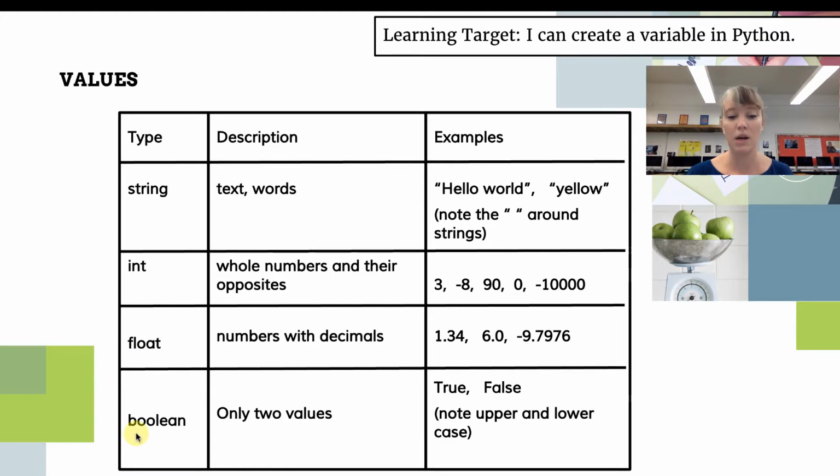And finally, we have a Boolean. A Boolean only takes on two values. It's true or false. What you need to note is that the T and the F both need to be uppercase in this situation.